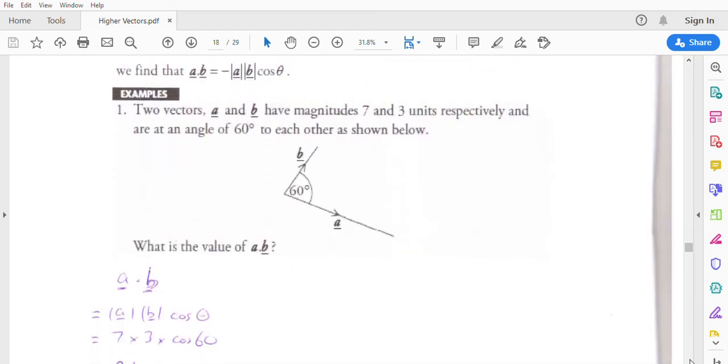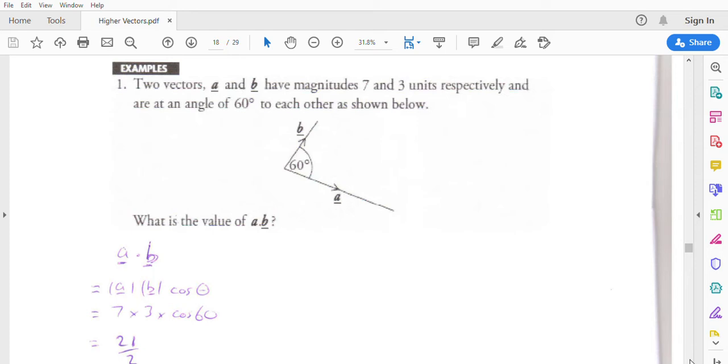So example 1 here: two vectors a and b have magnitude 7 and 3 units respectively and are at an angle of 60 degrees to each other as shown below. What is the value of a dot b? Well, we know the magnitudes are 7 and 3. We know the angle is 60 degrees, so a dot b will be the magnitude of a multiplied by the magnitude of b multiplied by the cosine of the angle in between the vectors. They are both pointing away, so it'll be 7 multiplied by 3 multiplied by cos of 60.